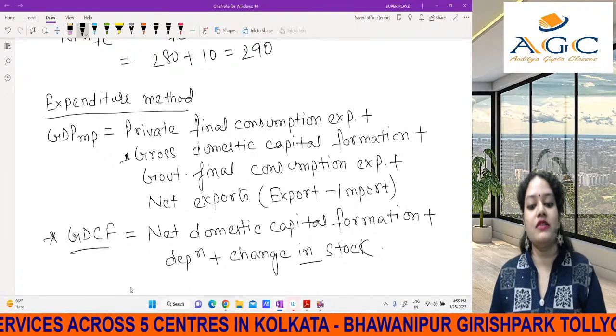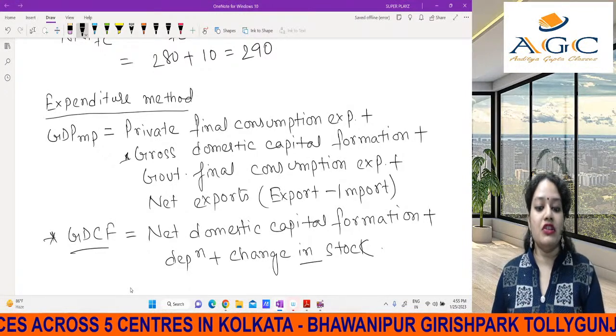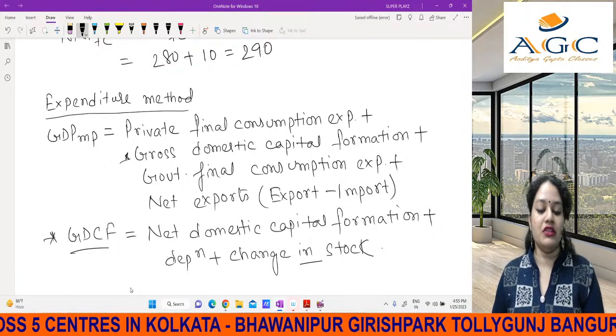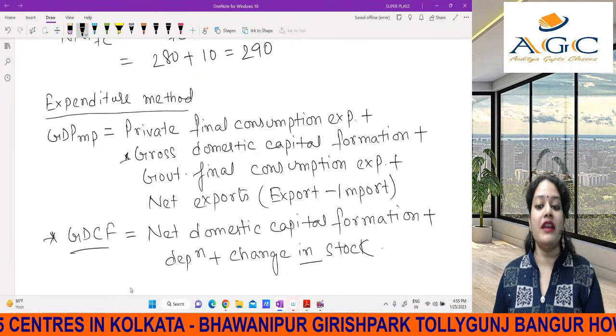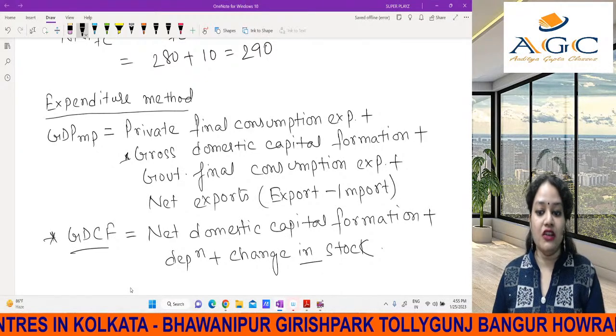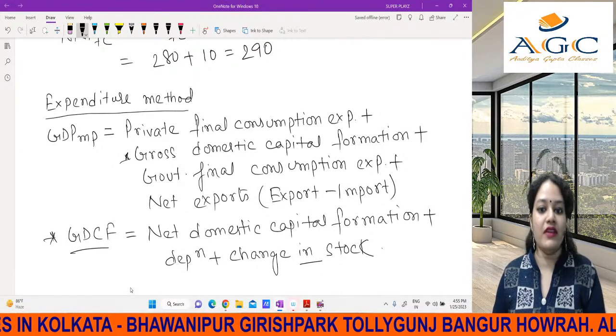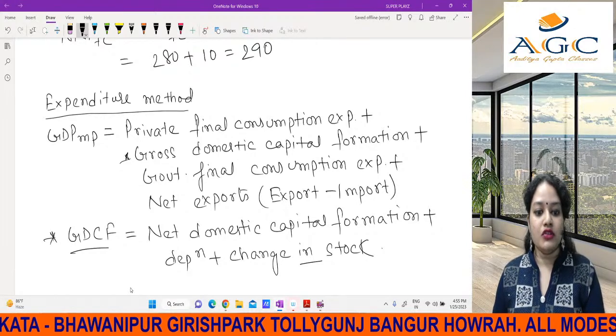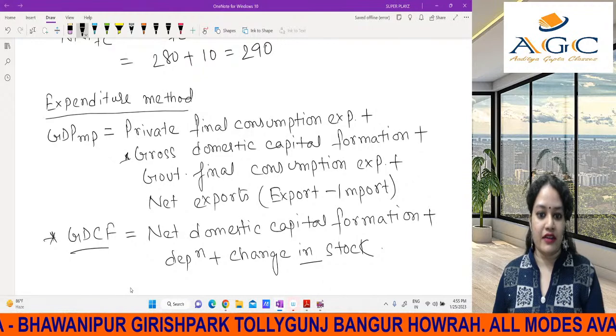Maximum times the change in stock value is not given. If depreciation is given, well and good, and if depreciation is not given, then only net domestic capital formation you will take into account, only when gross domestic capital formation is not given. If gross domestic capital formation is given, you will be taking that one.